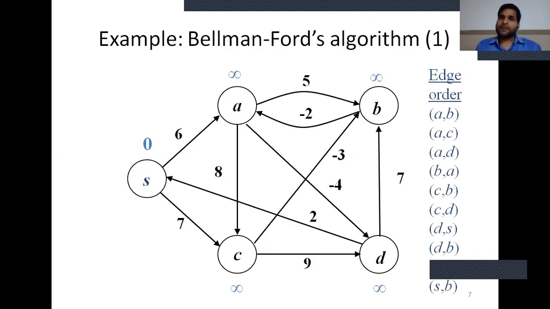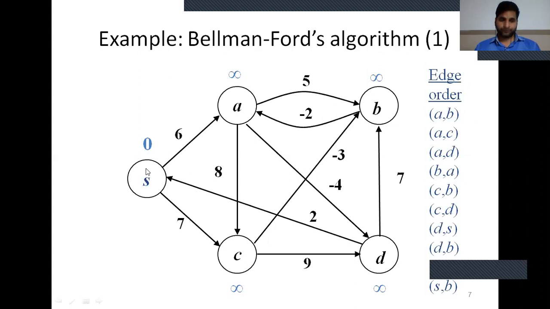Now an example of the Bellman-Ford algorithm. Suppose a graph is given with source S and vertices A, B, C, D, with path values, including negative weights. So first we apply the Bellman-Ford algorithm on this graph. First, we assign the distance value of the source equal to 0 and assign infinity to all other nodes except S.